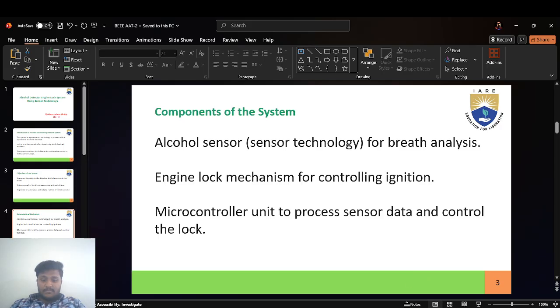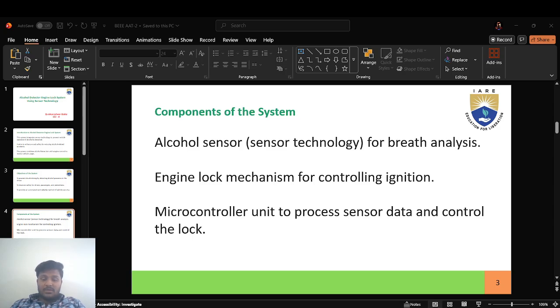Components of the system. The components are alcohol sensor technology for breath analysis. The sensor works by measuring the chemical reaction that happens when alcohol molecules come in contact with it. Second one is engine lock mechanism for controlling ignition. When the microcontroller decides that the alcohol level is too high, it sends a signal to the engine lock. This mechanism interrupts the ignition circuit so the engine cannot be turned on.